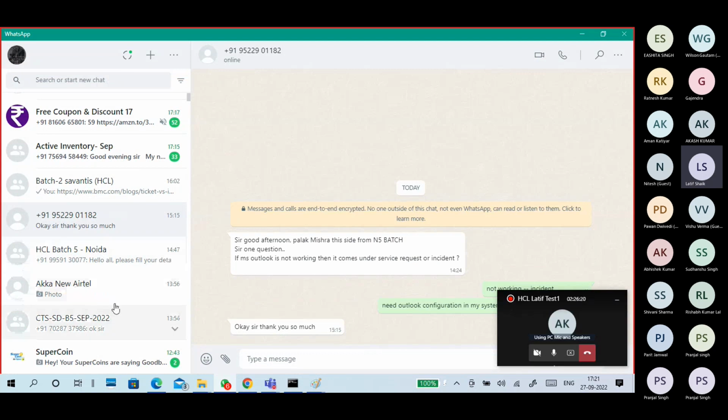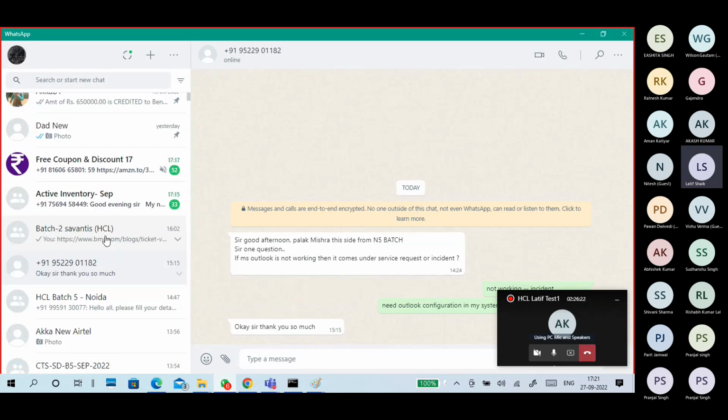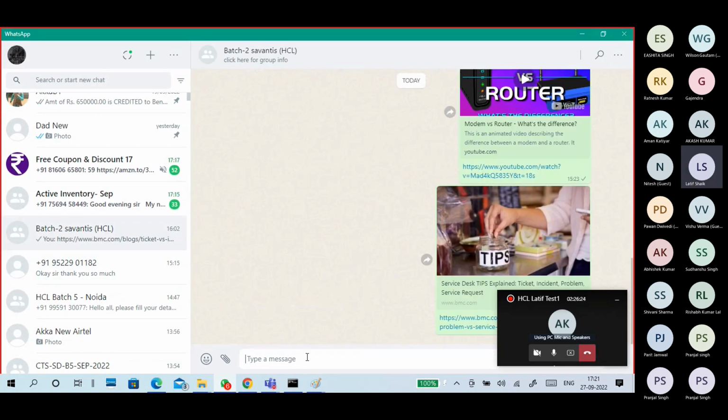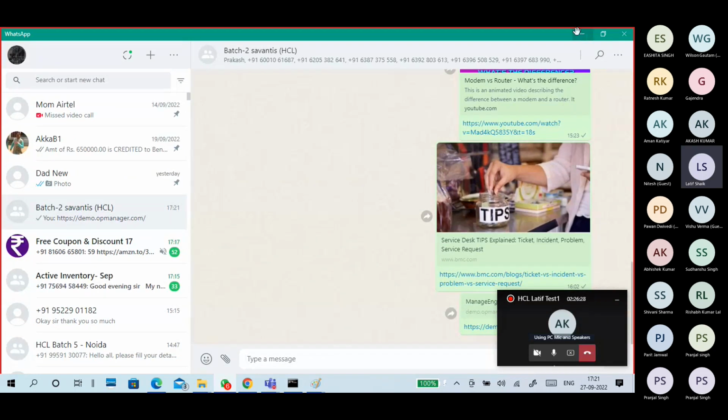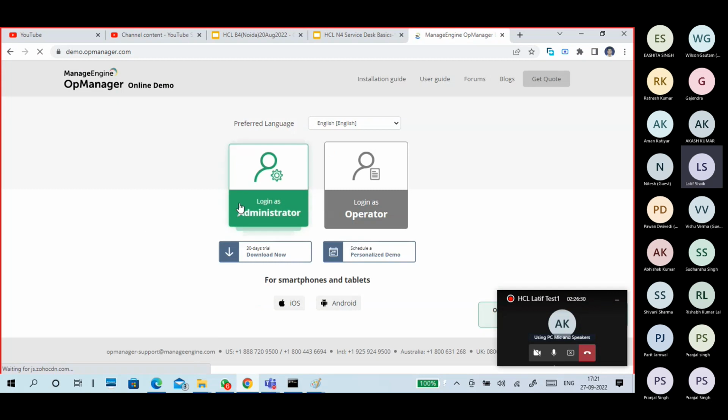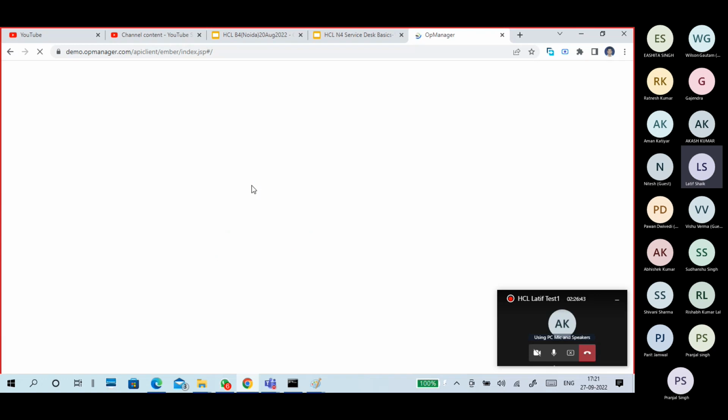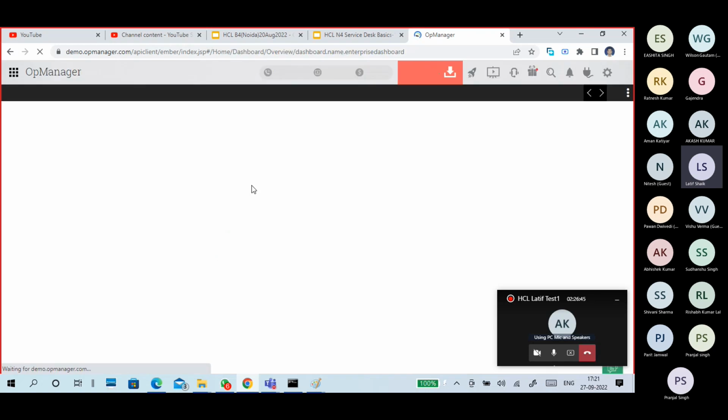When you have time, just open it in your system. Okay, it asks admin or operator. I'm going admin. Okay, go to admin. No need to download anything. Don't download anything. It's just a demo version. Nothing is there inside.